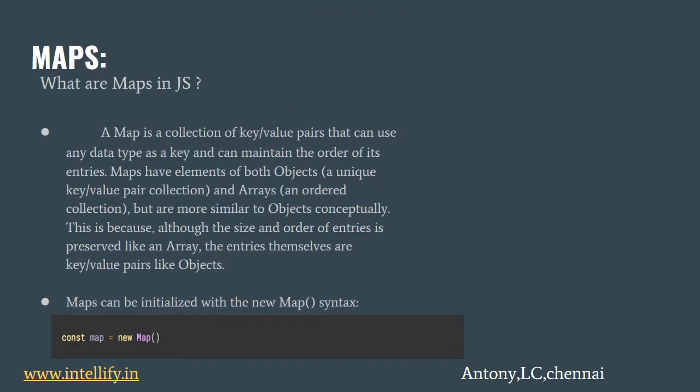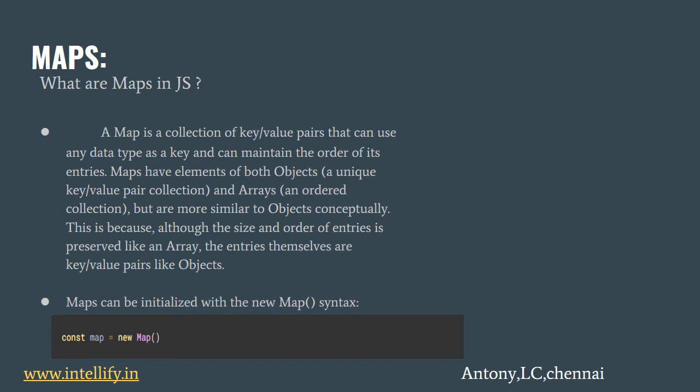So, what is a map? A map is a collection of keyed data items, just like an object, but the main difference is that a map allows keys of any type. A map is a collection of key value pairs that can use any data type as a key and can maintain the order of its entries. Maps have elements of both objects, a unique key value pair collection, and arrays, an ordered collection, but are more similar to objects conceptually. This is because although the size and order of the entries is preserved like an array, the entries themselves are key value pairs like an object.